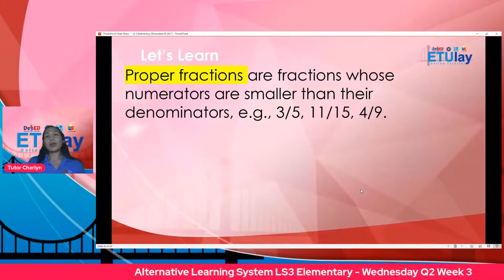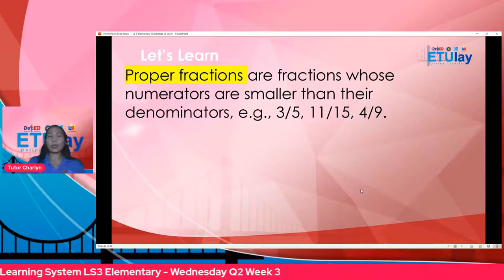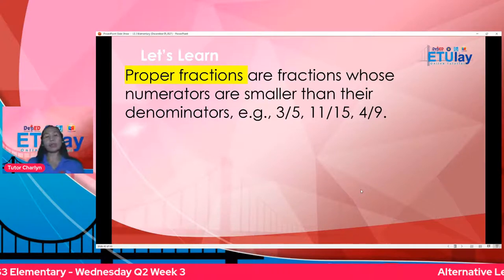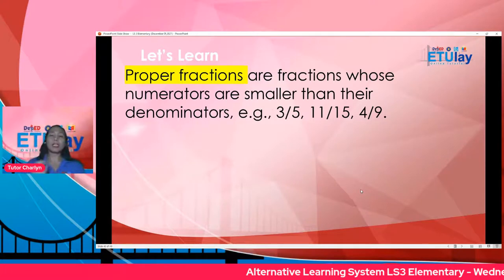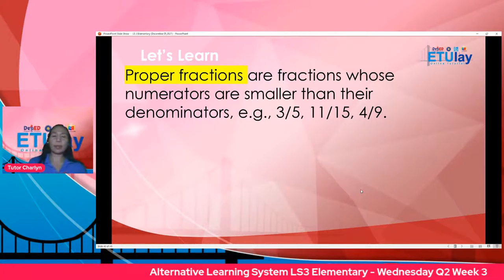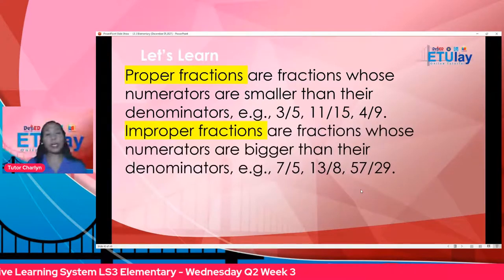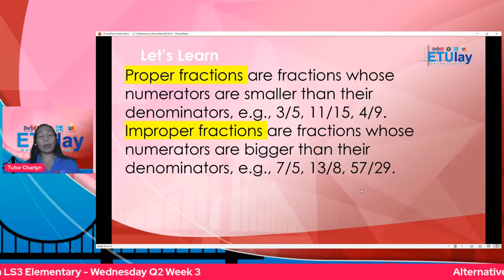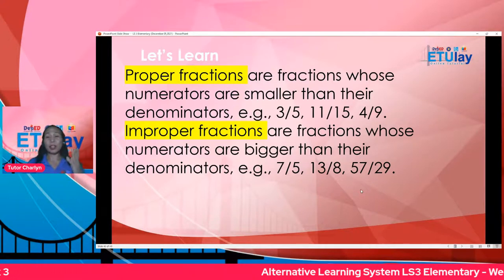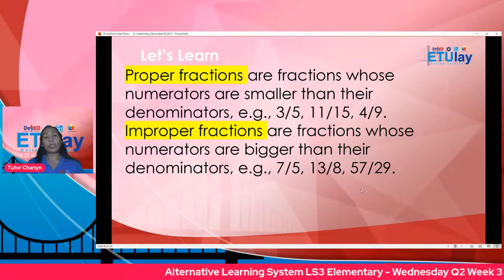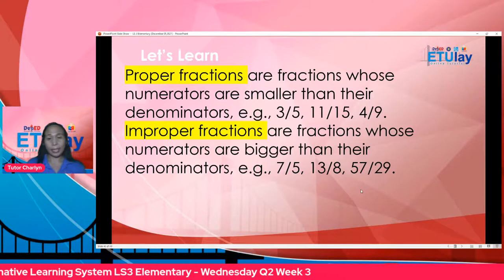Proper fractions are fractions whose numerators are smaller than the denominators. Halimbawa, 3 over 5, 11 over 5, 4 over 9. Okay, proper po ang tawag kapag mas maliit yung nasa taas kaysa doon sa nasa baba. Improper fractions are fractions whose numerators are bigger than their denominators. Okay, katulad ng sinolve natin kanina. Pag mas malaki yung nasa taas, improper. Example, 7 over 5, 13 over 8, and 57 over 29.